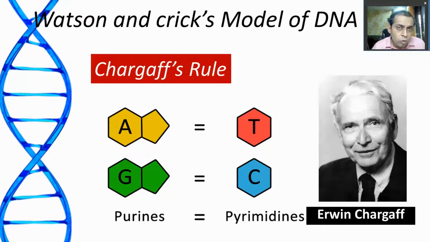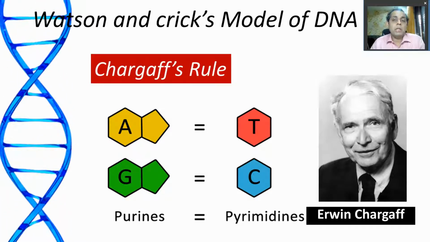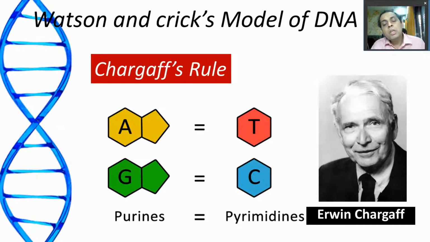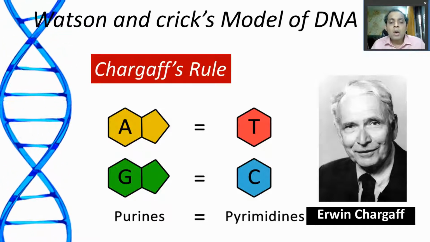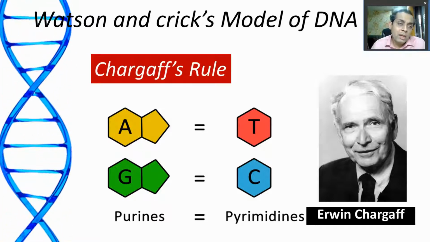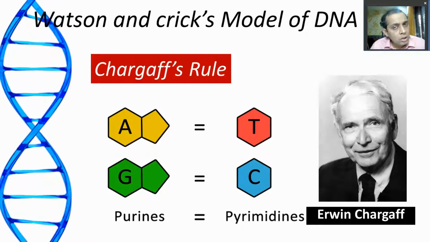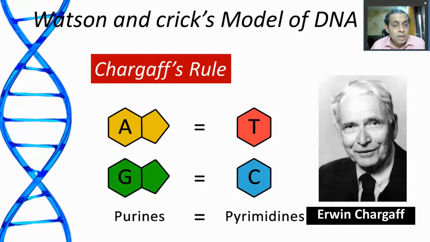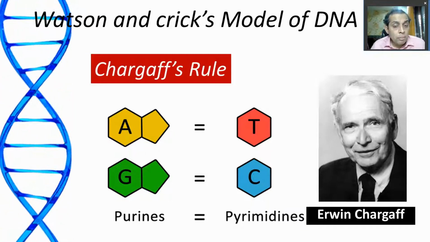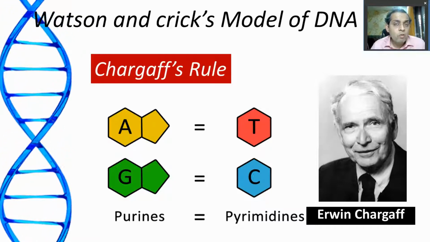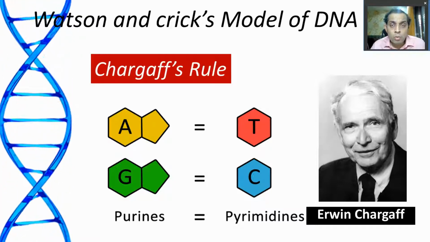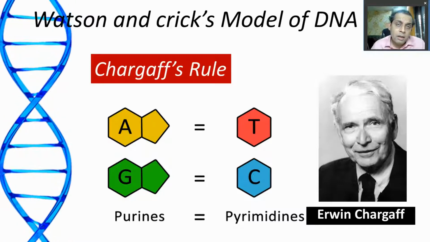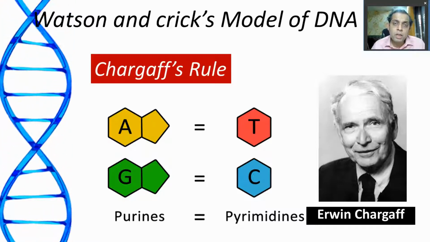Now, before Watson and Crick's model of DNA, there was another scientist named Erwin Chargaff. He had given a rule in DNA. He did not discover the structure of DNA, but in DNA, remember, the number of purines will always be equal to the number of pyrimidines. This information was already declared by Chargaff before the Watson and Crick model.